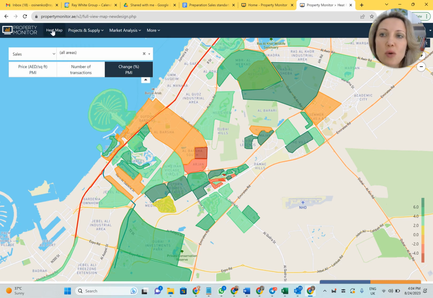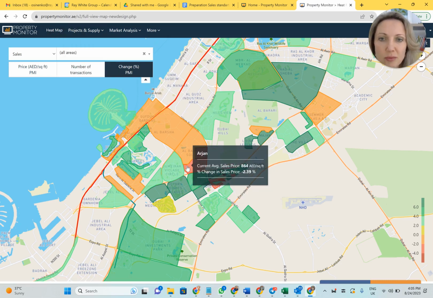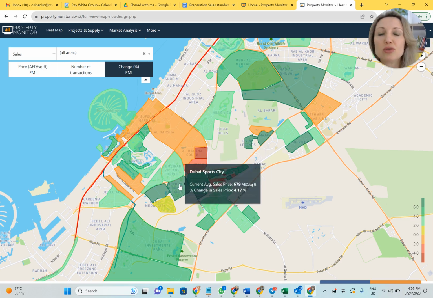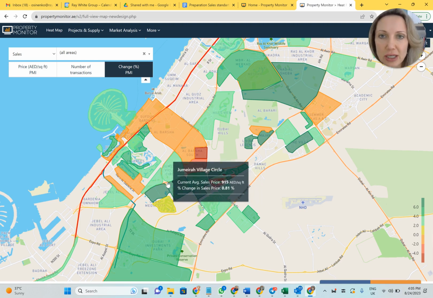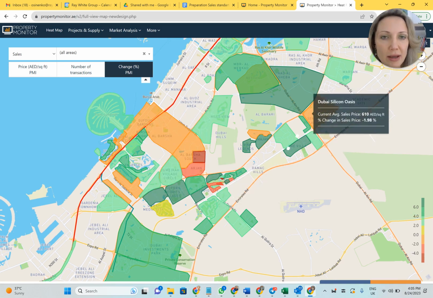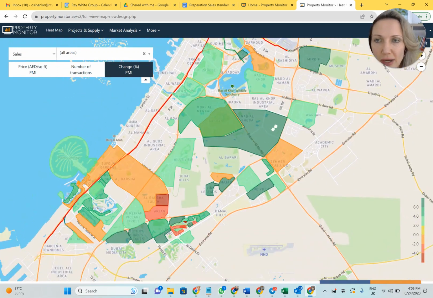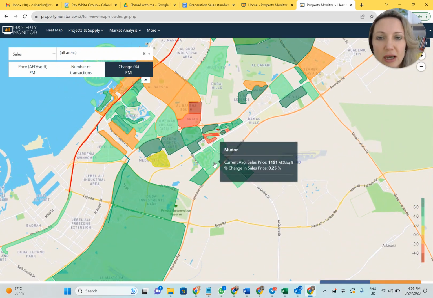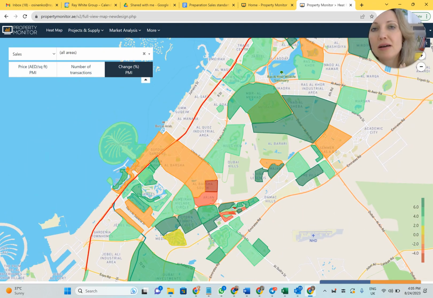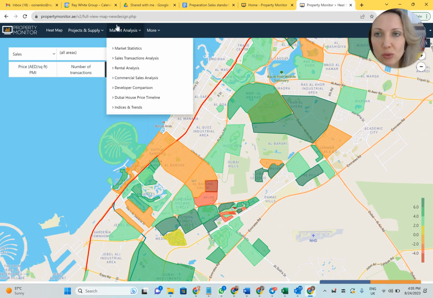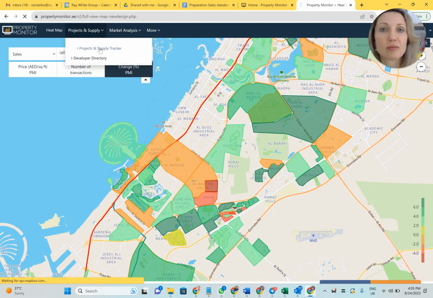So this is one of the parts of Property Monitor that you can use even to communicate with the client whenever they are looking to purchase. You can invite them over Zoom and then share your screen, talking about Dubai, moving it around areas, discussing their proximity towards Dubai airport, talking about different projects in Dubai, how they performed. And the main tool that we will use for their investment presentation will be Project Supply Tracker.